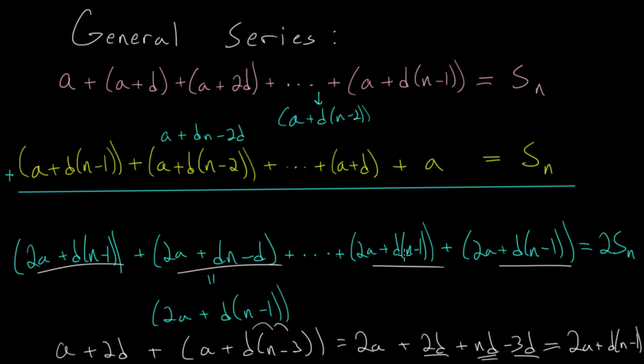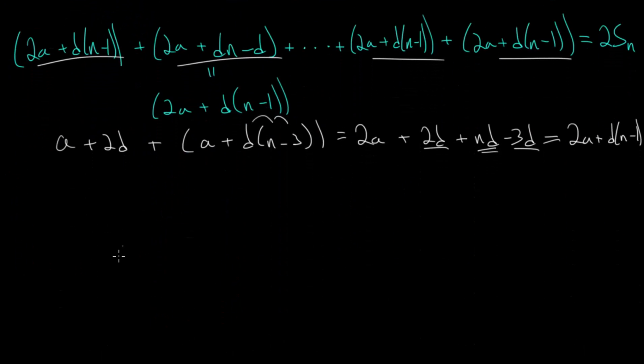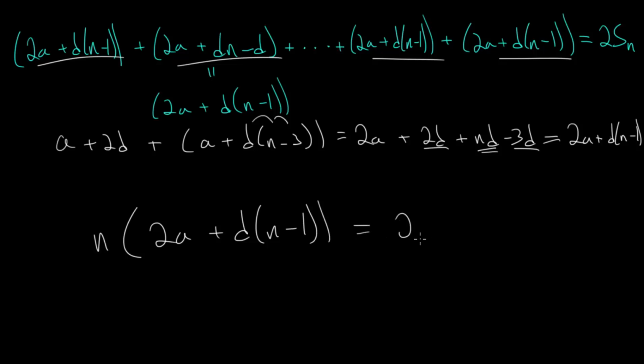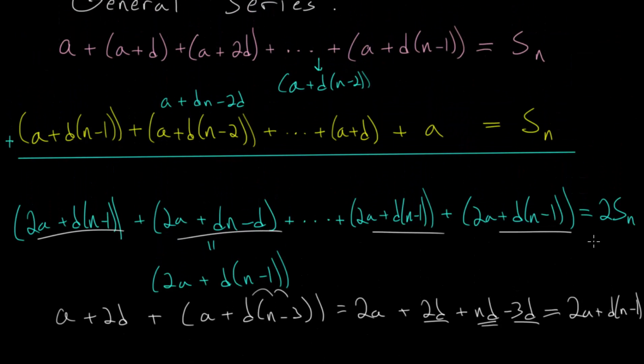In fact, there's going to be n of these. So we can rewrite this sum as n times 2a plus d times n minus 1. And this is equal to twice the sum of our finite arithmetic series. And it should make sense why there are n of these, since if we look at our original sum, there are n terms. This is 1, 2, 3, all the way on till this is the last one, which we called the nth term. And so there were n different sums. They all added up to that same amount.